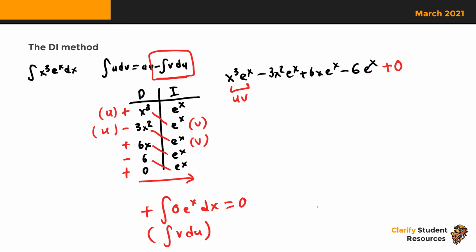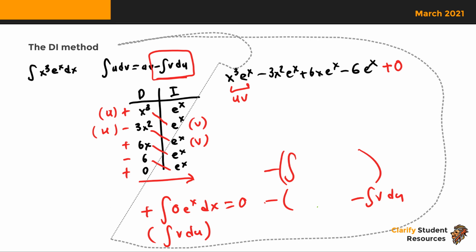And the reason why we have the plus minus is because we're minusing an integral, and then we're applying another integration by parts formula. So there's going to be a minus and then another minus for the v du, hence why we alternate signs over here. So that's kind of how you apply the basic DI method. But it gets more complicated when we have something which is not terminating, and I'll show you what I mean by that.